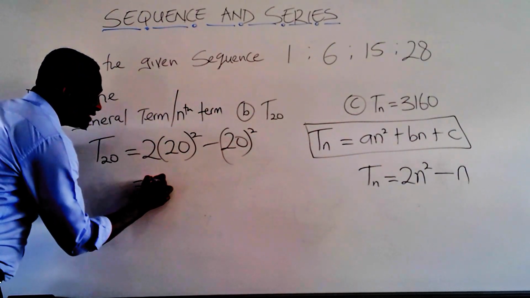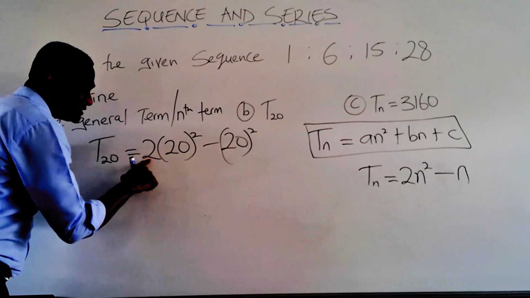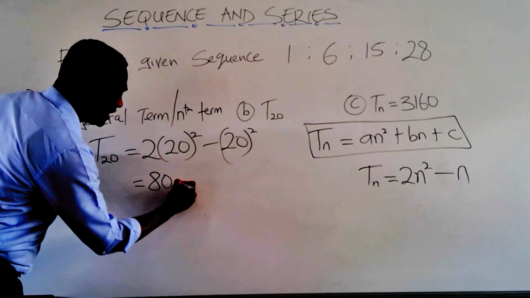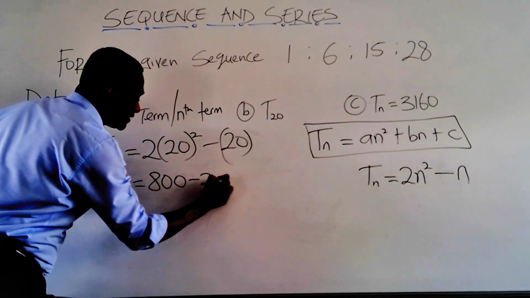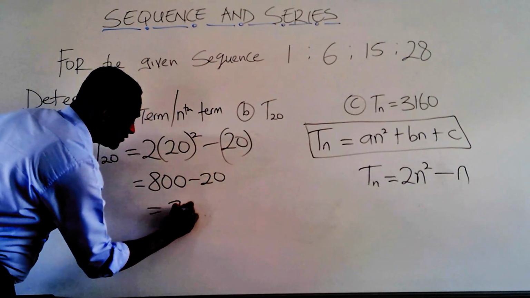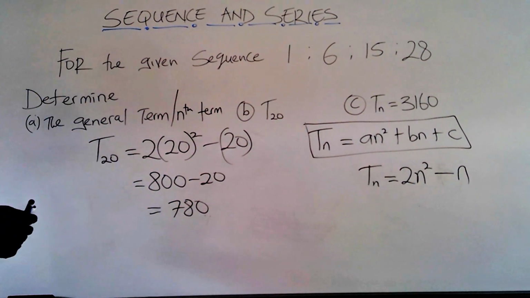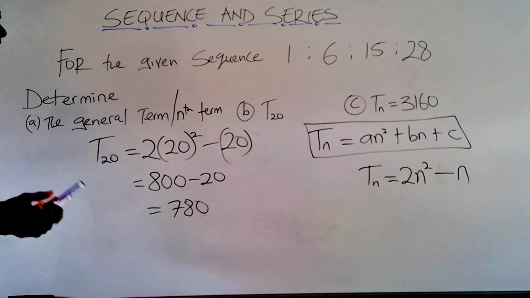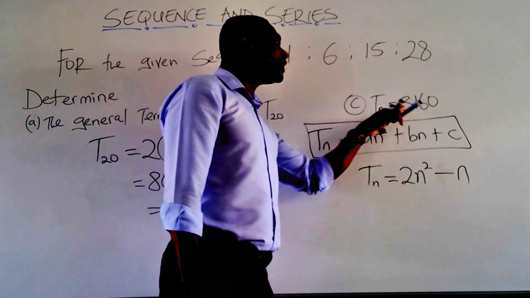20 times 20 is 400. 400 times 2 is 800. So I have 800 minus 20, and that will give us 780. So the 20th term for this number pattern will be 780.